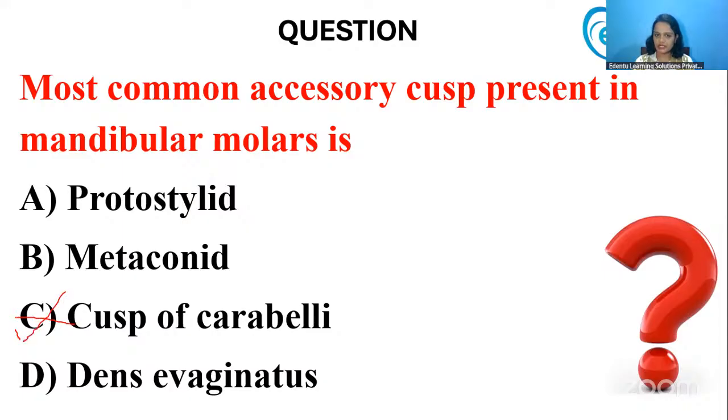Then dens evaginatus. Dens evaginatus is an accessory cusp that is present in the premolars, between the buccal and the lingual cusp, in the center. It is also called a central cusp. So that is also ruled out. Now the remaining options are protostylid and metaconid. So which one will it be? Is it protostylid or metaconid? It is actually option A, protostylid.